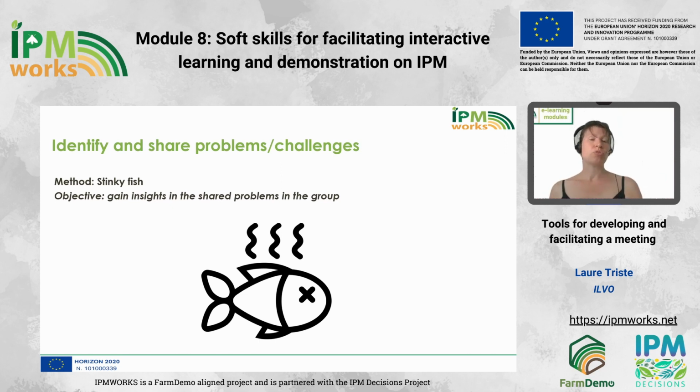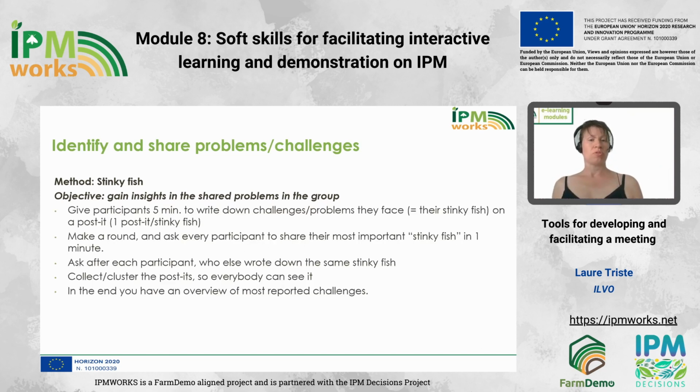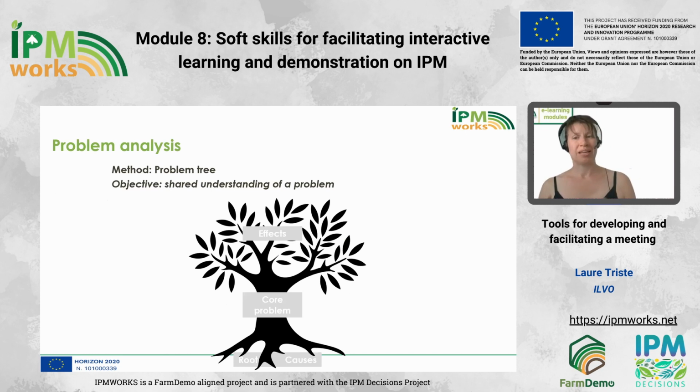And you could do some kind of prioritization afterwards, like what are the most urgent challenges or problems in this group to deal with. Now that you have identified these problems, you might want to understand them a little bit better. A method to use for that, and to visualize this in a nice way, is the problem tree. So you take the core problem that you have identified as a priority, and you write it in the trunk of the tree.